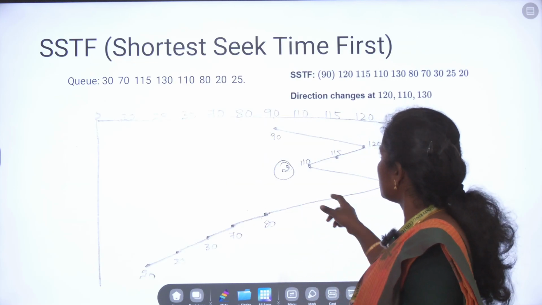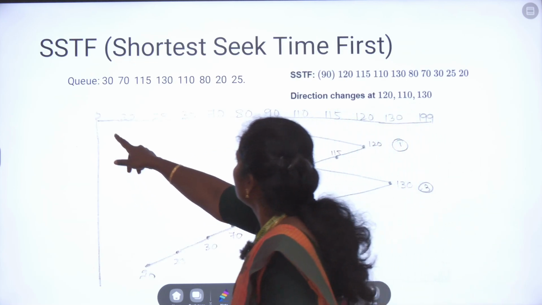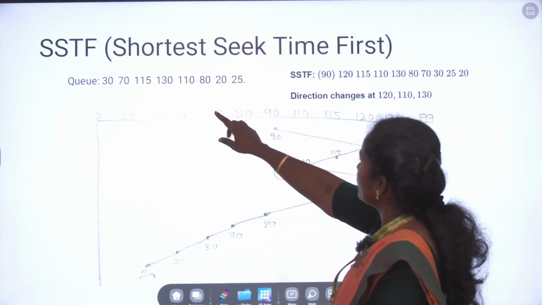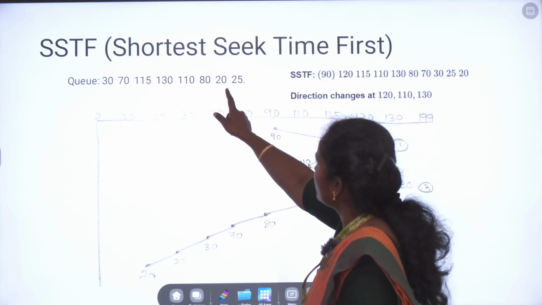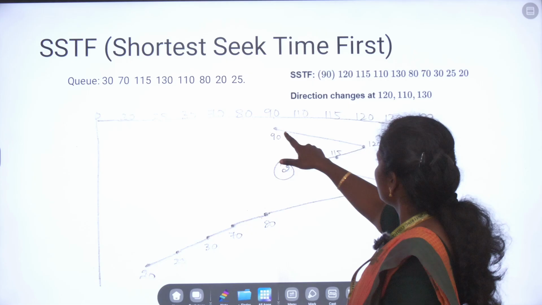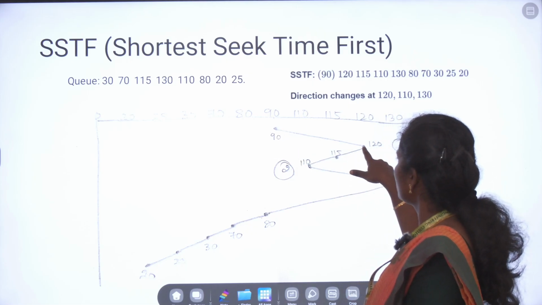So I will explain this example. Consider the cylinder size is 0 to 199. Initially the queue is given as 30, 70, 115, 130, 110, 80, 20, 25. It starts at 90, which is the previous head. Now the current head is 120.